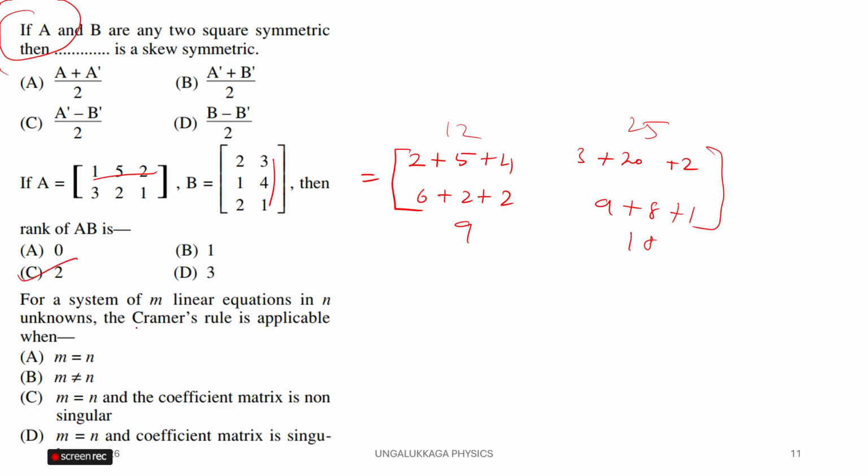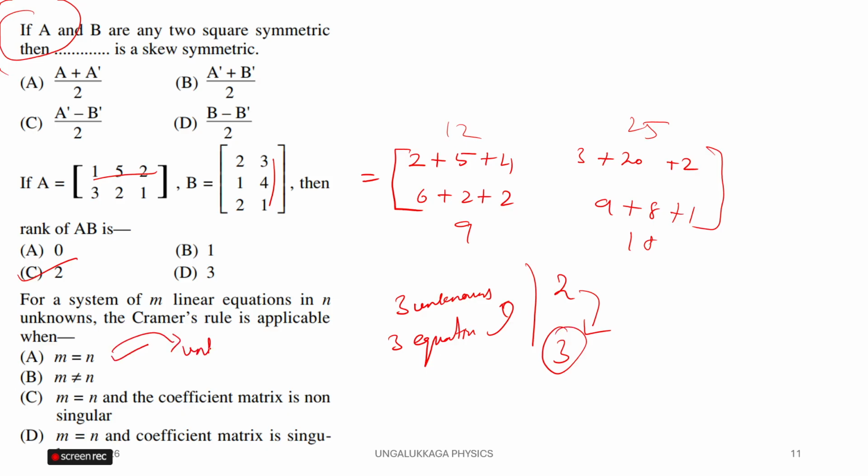For a system of m linear equations in n unknowns, Cramer's rule is applicable if m is equal to n. If you have 3 unknowns, we need 3 equations to find them. If you have 2 unknowns, you cannot solve them with 3 equations. So only if m equals n are we able to find the unknowns, and in this condition we will have a unique solution, right?